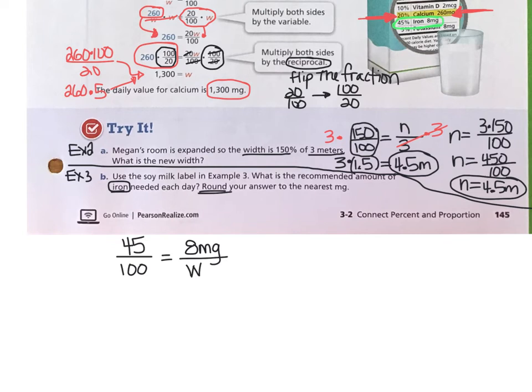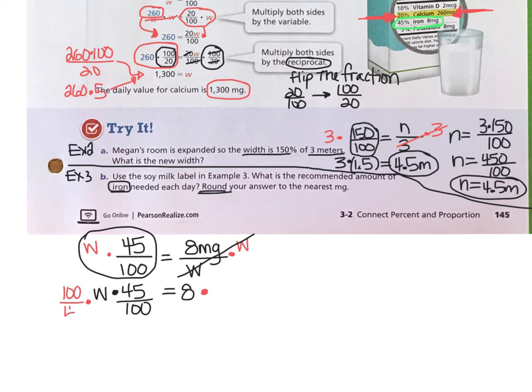Now, when we solve this one, again, we have to multiply both sides by W, okay? And this time the W disappears from the right, but you'll notice that it's over here on the left. So this is the math now that I need to clean up a little bit. So I can do two things. I can say W times 45 over 100, and then multiply both sides by that reciprocal fraction, which is 100 over 45.